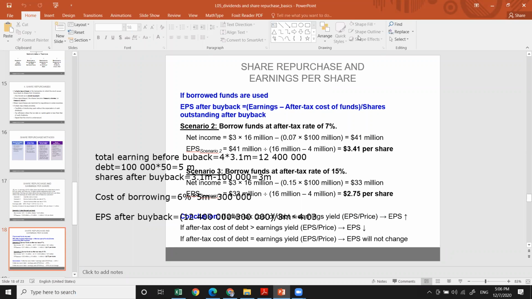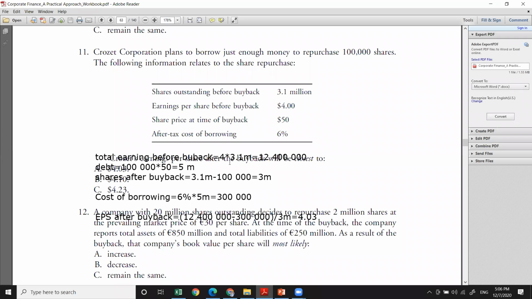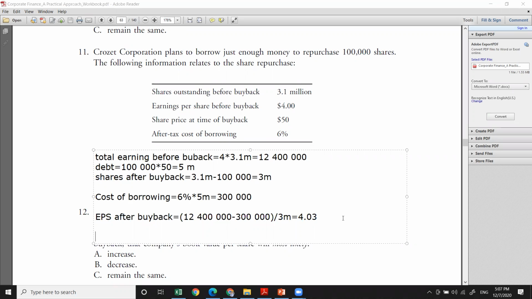So we can just do it and see what happens, whether it matches with our answer or not. So EPS over the price, earnings per share is $4 divided by 50. If you just estimate, it should give 8%, okay? And cost of debt was 6%.